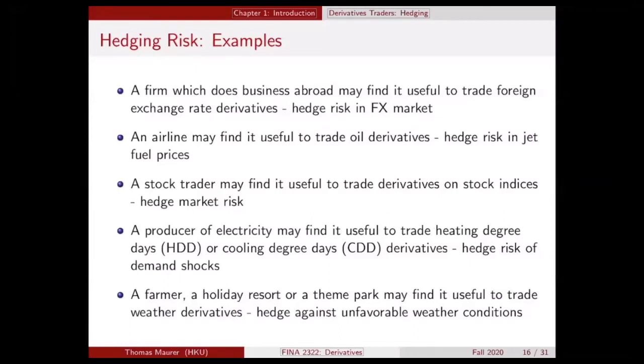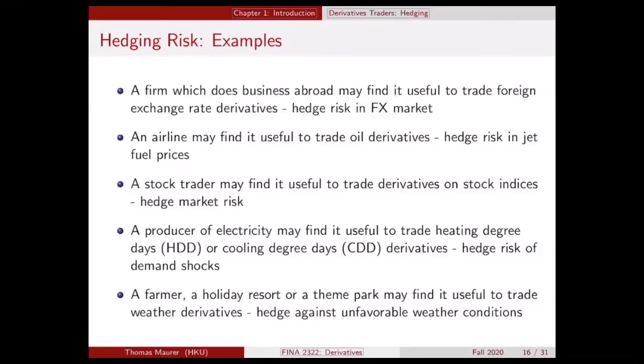So I already talked a little bit about the firm which needs foreign currency to do some business and therefore uses this foreign exchange derivative to hedge its risk. The second example would be an airline which needs to buy jet fuel when it operates its plane, and typically it sells all the airplane tickets beforehand, before they actually fly. So there's this time lag. And so an airline may find it useful, from the time where they sold all their tickets until they actually fly, to fix the prices of the fuel which they need to buy, and therefore trade in oil derivatives to do that.